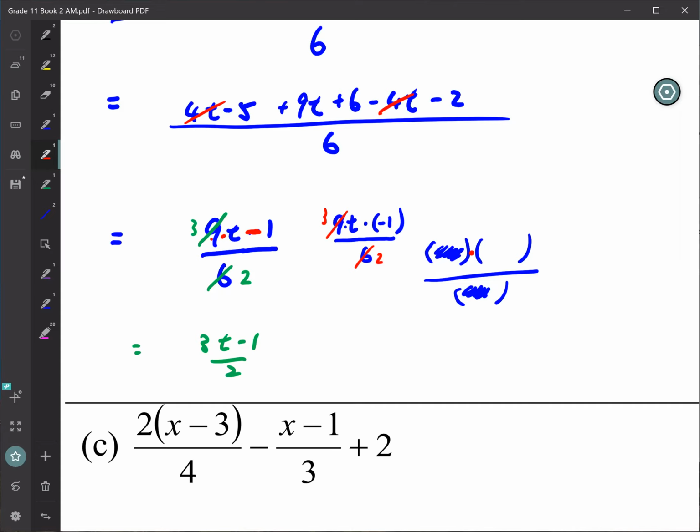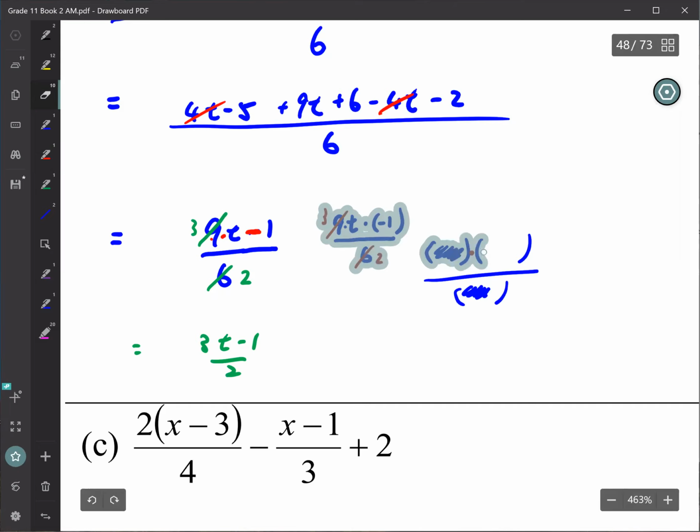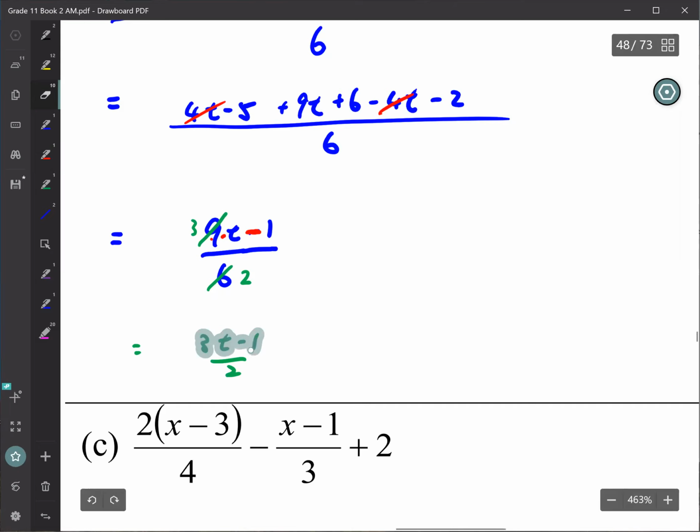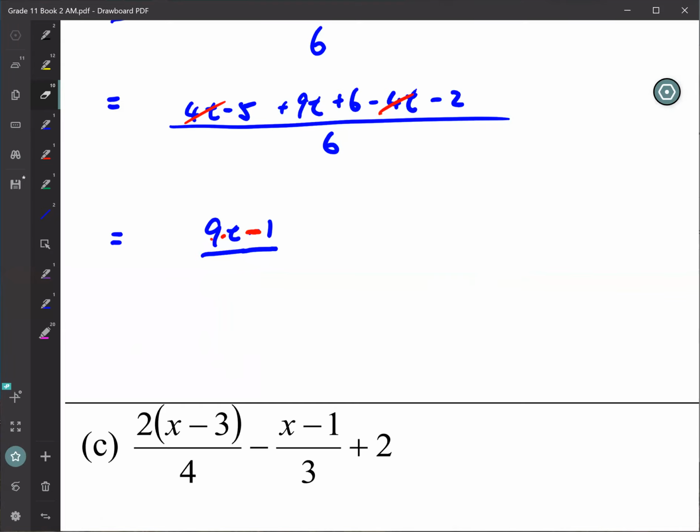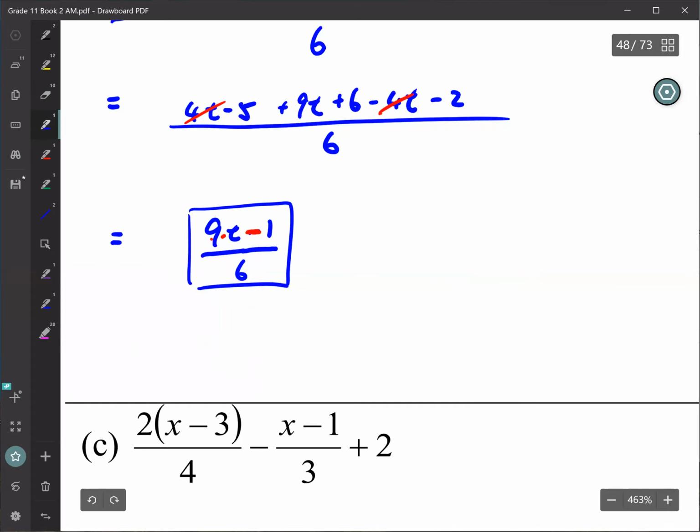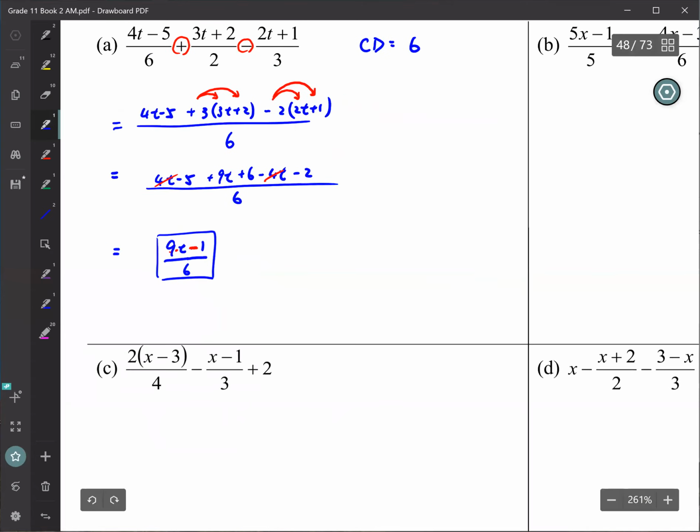Okay? Because reducing is good, but you have to reduce for the right expression. Reducing doesn't mean it will make it better. If you reduce at the wrong time, then it's making it worse. So this one, because there's a subtraction, 9t is together with -1 as one part, okay? So your answer, you have to leave it at this: 9t minus 1 over 6.